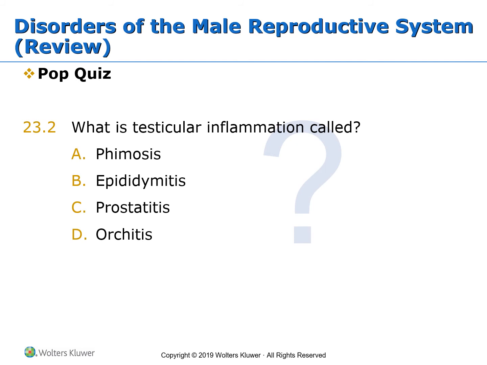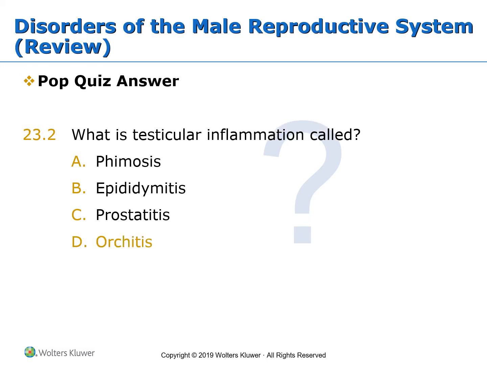What is testicular inflammation called? A. Phimosis, B. Epididymitis, C. Prostatitis, or D. Orchitis. Testicular inflammation is called orchitis.